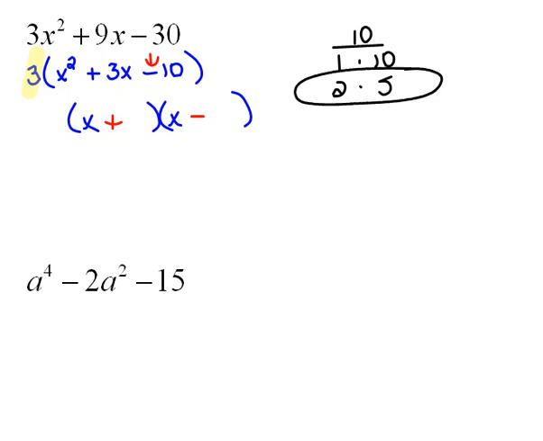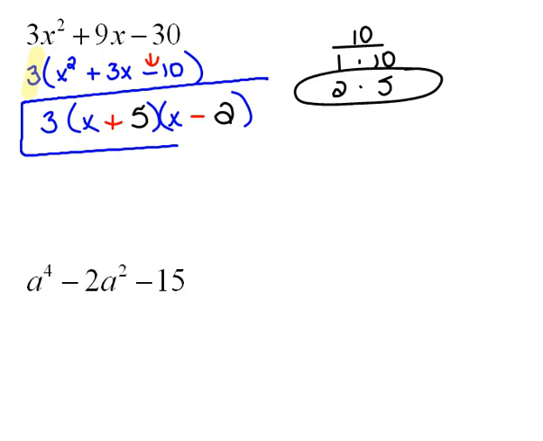But now you have to ask yourself, how can you get a positive 3 out of a 2 and a 5? The only way that can happen is if the 5 is positive and the 2 is negative, because then we would have positive 5x minus 2x is a positive 3x. Now don't forget about that 3. We just ignored it for the minute, but in our final answer we have to make sure and bring it back down again.